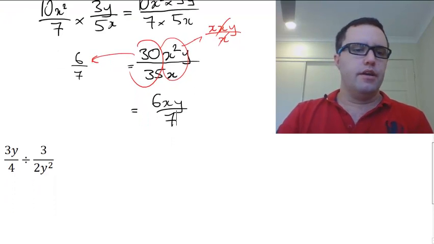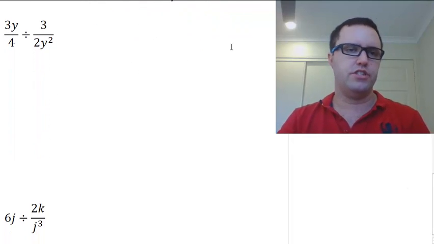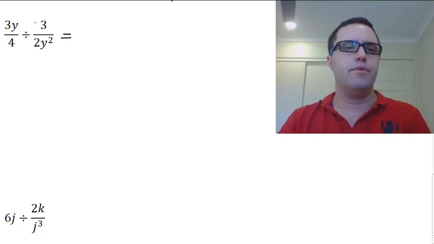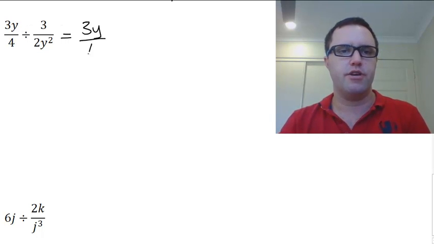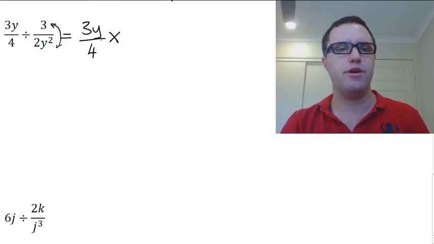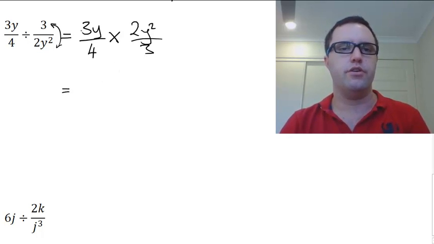Okay, right, an example using division this time. So I might just use this fraction, save me rewriting it. Now remember, with division, the first thing you do, write down the first fraction unchanged, 3y over 4. The division changes to a multiply, and then you flip this one over to create the reciprocal. So it becomes 3y over 4 times 2y squared over 3. Now we just go on as usual.